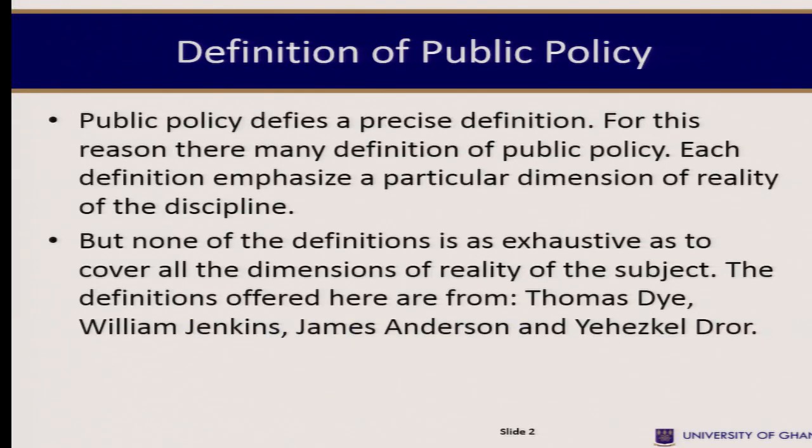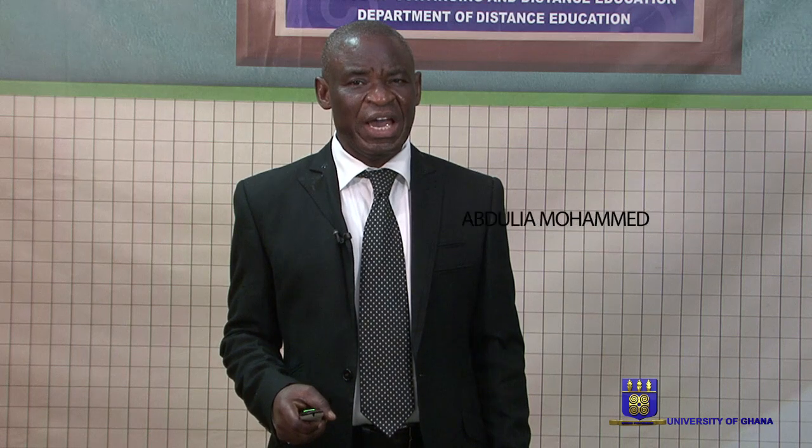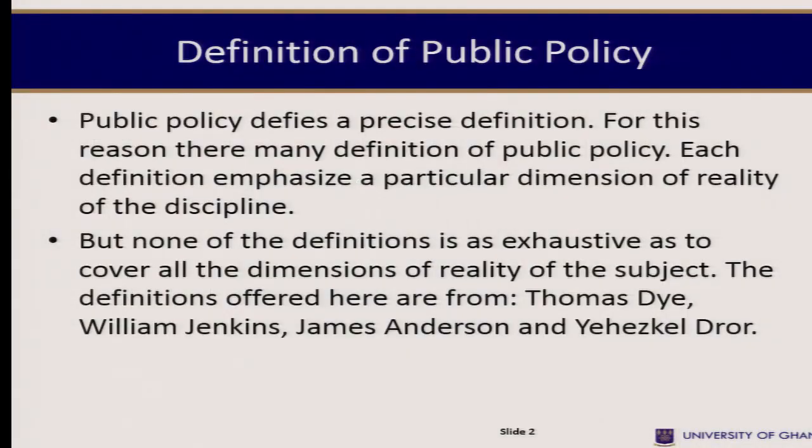Now, the first topic in the nature and scope of public policy making is what we refer to as the definition of public policy. Public policy defies a precise definition. For this reason, there are many definitions of public policy. Each definition emphasizes a particular dimension of reality of the discipline. But none of the definitions is exhaustive enough to cover all the dimensions of reality of the subject. The definitions offered here are from Thomas Dye, William Jenkins, James Anderson, and Yehezkel Dror.